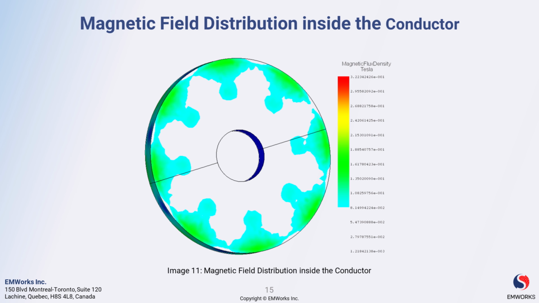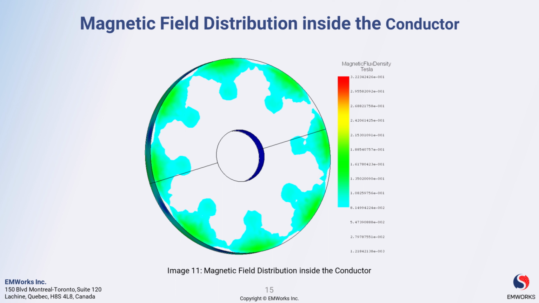Moving on, the next slide depicts the magnetic field distribution inside the conductor of the disk permanent magnet governor. The magnetic field distribution inside the conductor is a critical aspect that influences the generation of eddy currents and the resulting electromagnetic forces acting on the rotor. So these electromagnetic forces are responsible for opposing the rotor's motion and regulating its speed.